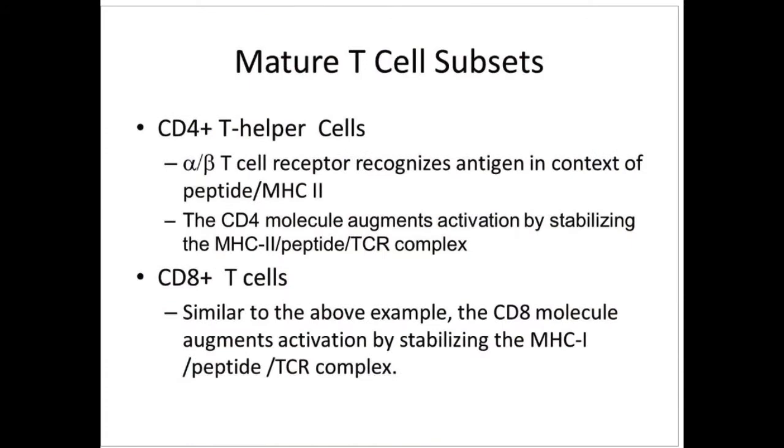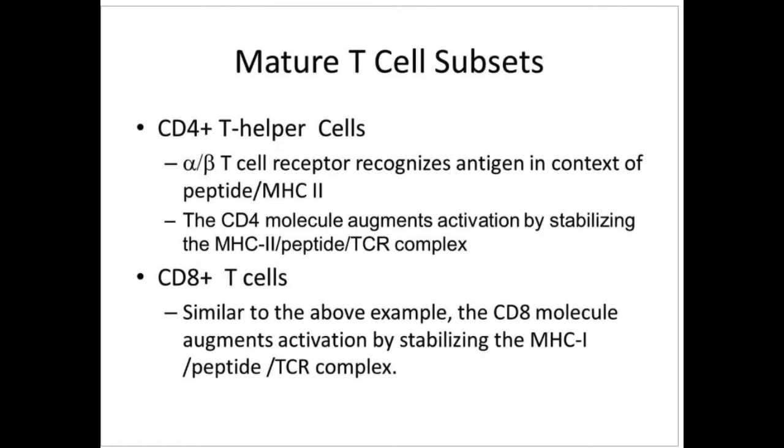So mature T cell subsets are typically CD4 positive T helper cells. Again, they have alpha beta T cell receptors that recognize antigen in the context of peptide in MHC2. The CD4 molecule actually augments activation. Now, the CD4 molecule is provided by the CD4 cell as it nestles up into these complexes, and the CD4 molecule actually activates and stabilizes the MHC2 peptide TCR complex.